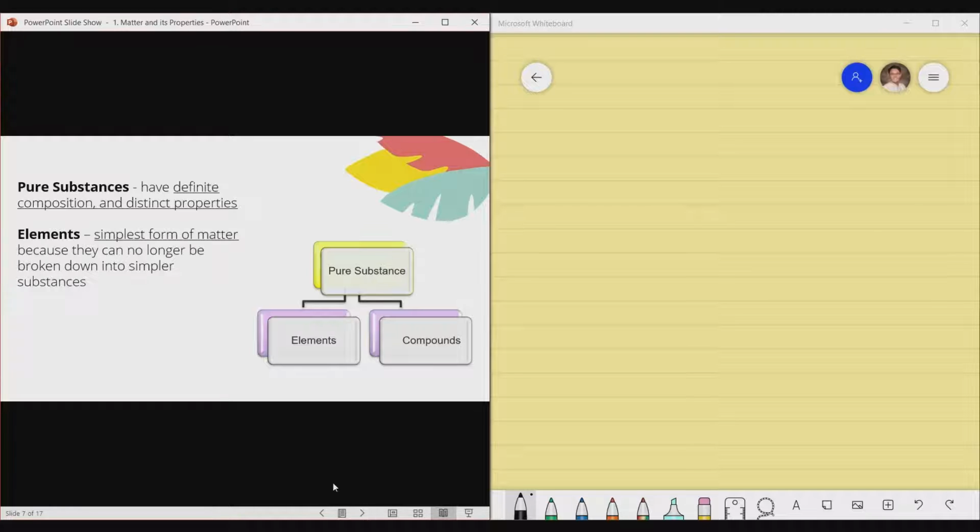Okay? Elements. Now, elements in chemistry is simply the simplest form of matter because they can no longer be broken down into simpler substances. Meaning to say, say for example, you have your hydrogen element. Ang hydrogen po ay hindi na po pwede ma-break down into simpler substances.